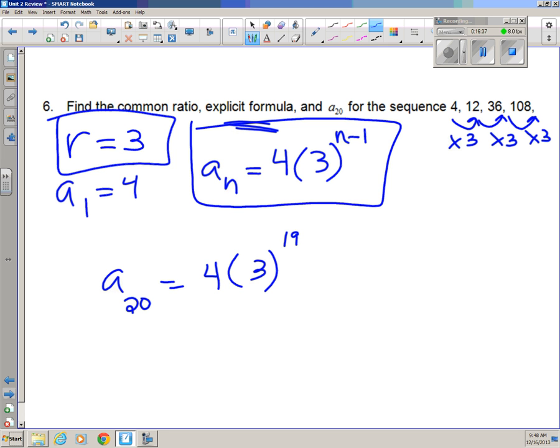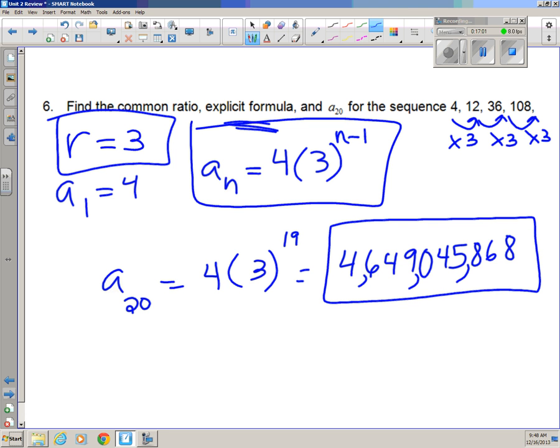This comes out to be a very big number: 4,649,045,868. Again, good thing for our calculators.